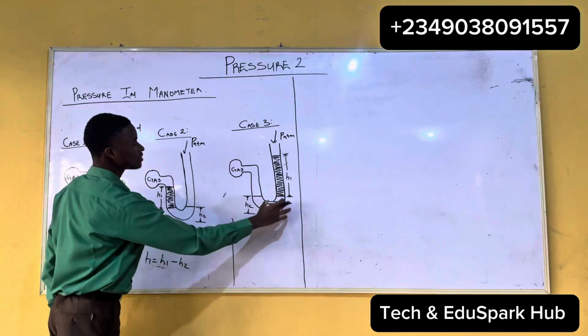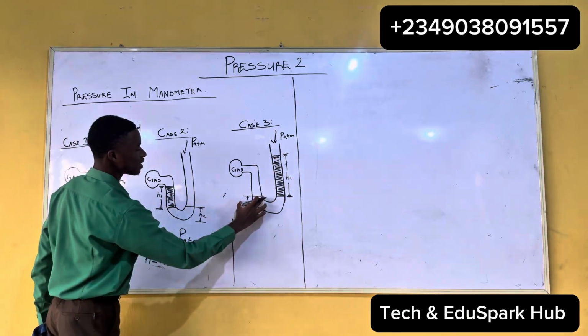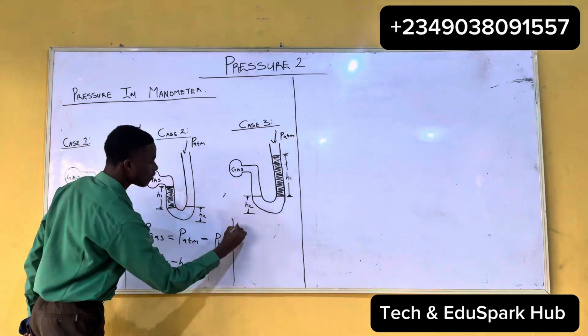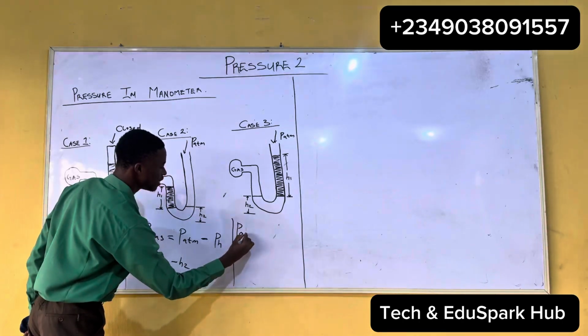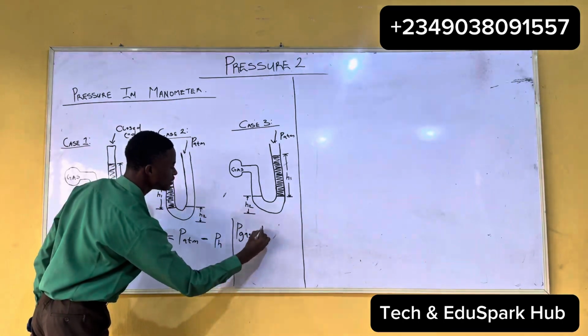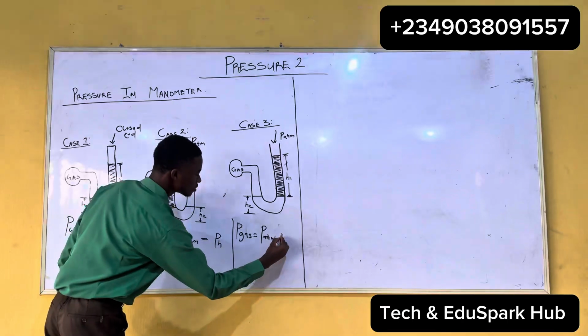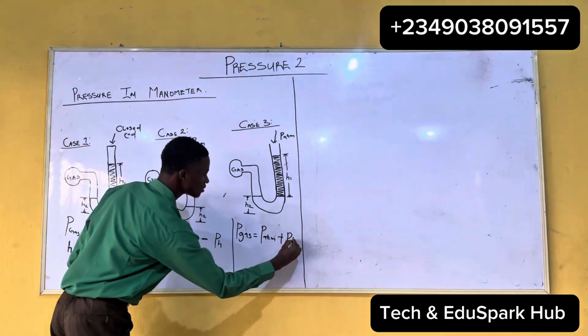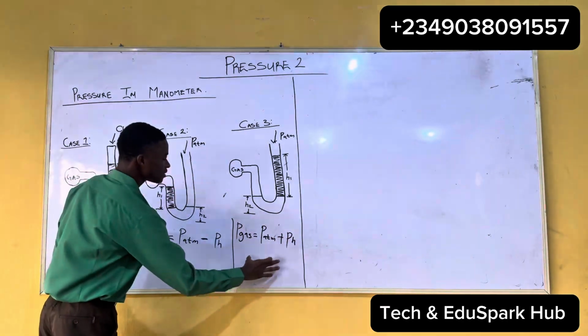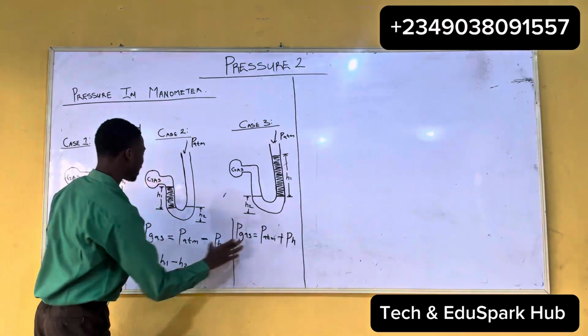And for this case, since the height of the liquid column is greater than the height of the gas column, we will have our P gas, which is the pressure of the gas, equal to the P ATM plus the pressure of the height. And in this case, observe the difference between this third case and this second case.